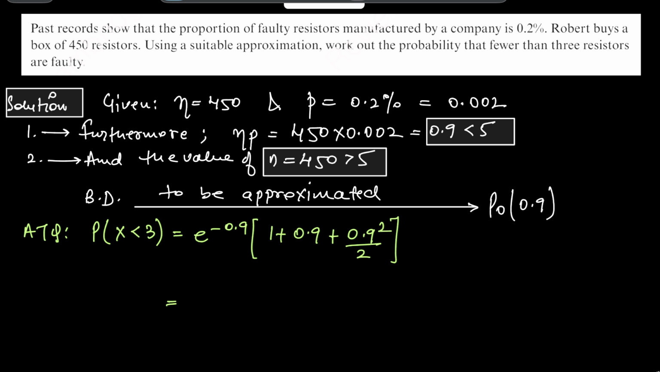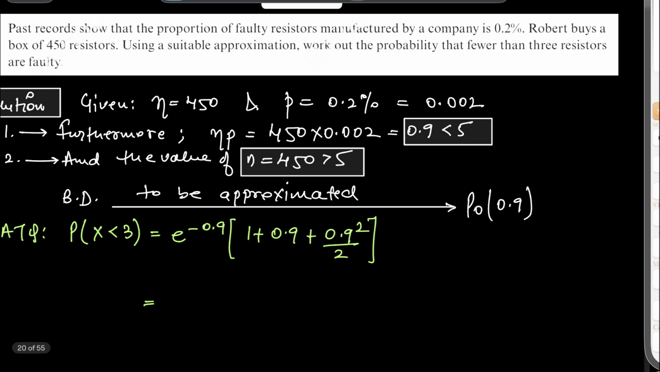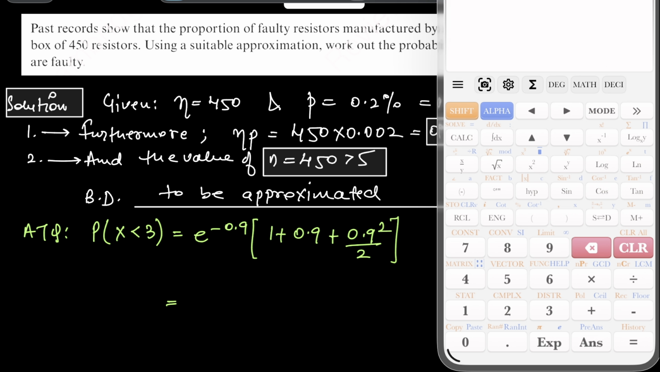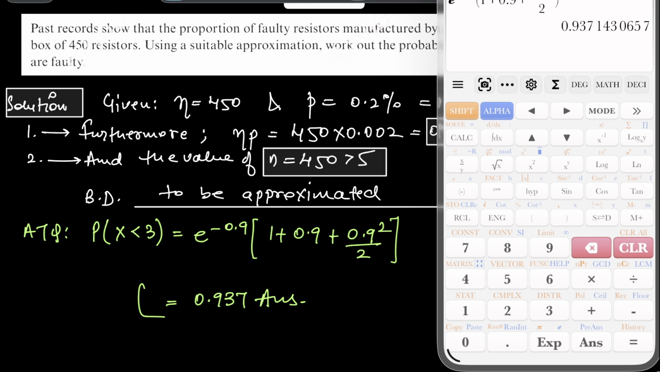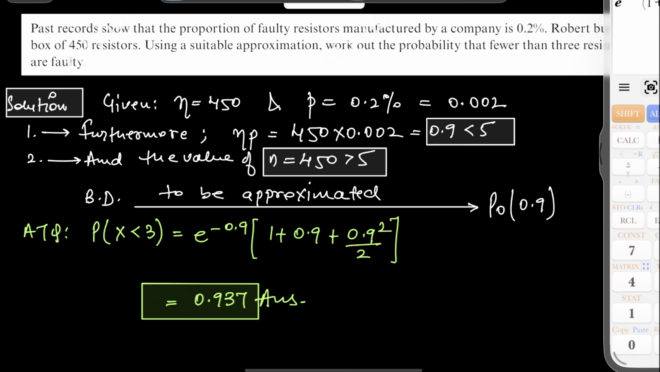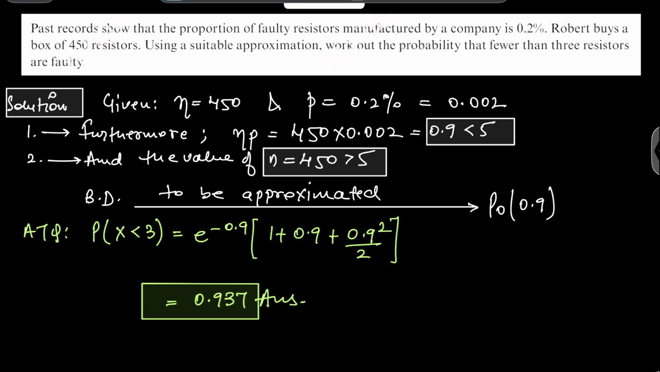Okay, so let's quickly evaluate this particular expression using a calculator. We will write e raised to power minus 0.9, bracket 1 plus 0.9 plus 0.9 square over 2. So we are getting the final answer as 0.937. So this is the answer for the given question. Okay, so let's keep on moving to the next questions of this video to increase our understanding.